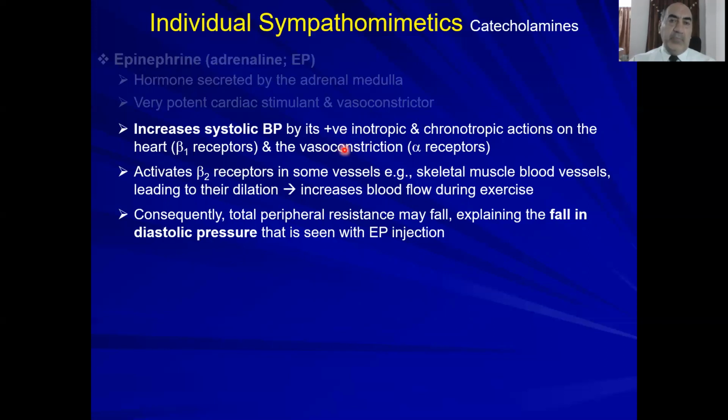So here, vasoconstriction on maybe the viscera, skin, whatever, and dilatation of the skeletal muscle blood vessels. This will cause their dilatation and increase blood flow during exercise. That's why the total peripheral resistance may fall. This will explain the fall in the diastolic blood pressure seen with epinephrine. So now epinephrine, as just a recap, it increases systolic blood pressure and decreases diastolic blood pressure.